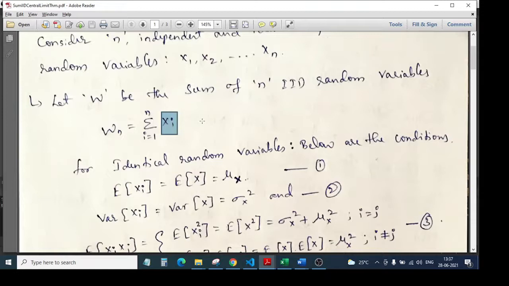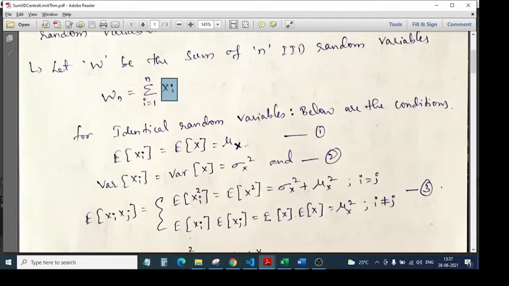In such cases, we need to find our mean. The mean of your identical random variables is given by E of Xi, that is the expectation of Xi. One very important thing we need to remember here is that the mean of each random variable will be equal to the mean of the random variable X itself. So E of X is equal to mu_X. Similarly, we will be finding our variance. The variance of Xi is nothing but the variance of X itself, which is equal to sigma squared of X.